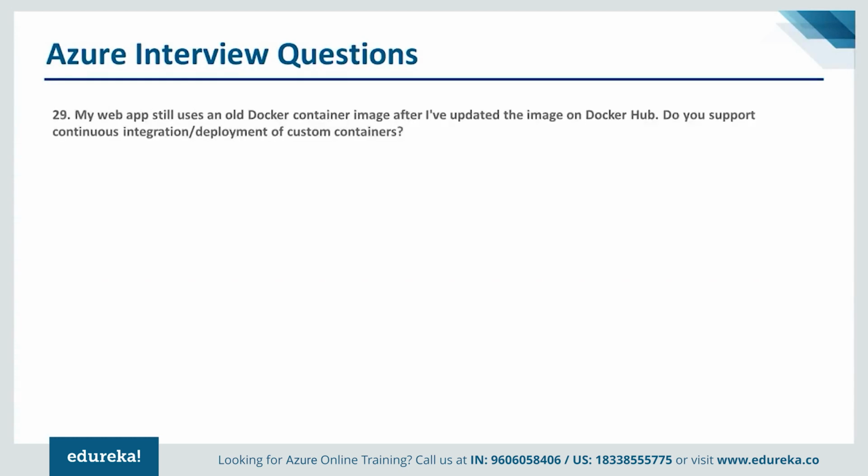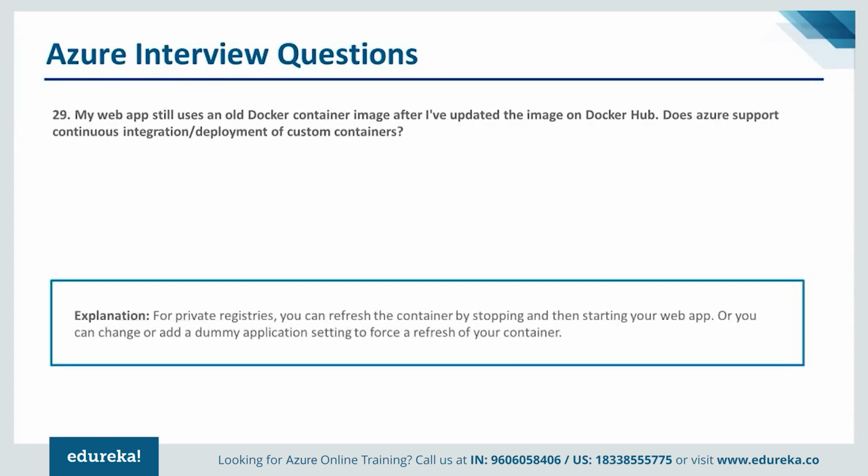A few other questions. My web app still uses an old Docker container image, and I have updated the image on Docker Hub, which is basically the new portal we talked about. So we are basically talking about container services. Do you support continuous integration and deployment of custom containers? First of all, for private registries, you can refresh the container by stopping and starting the web app, or you can change or add a dummy application setting to force a refresh of your container. So this is what you can do.